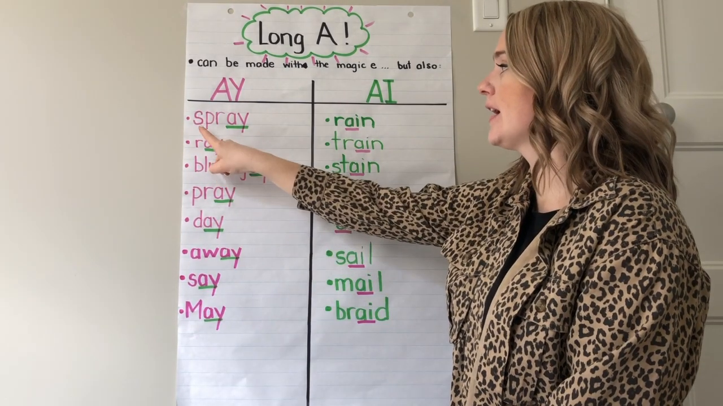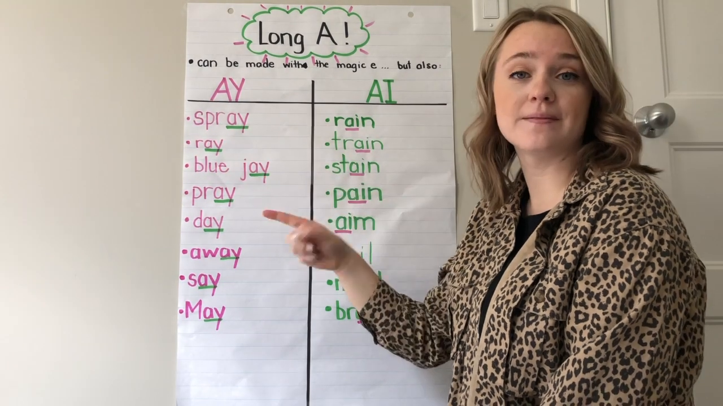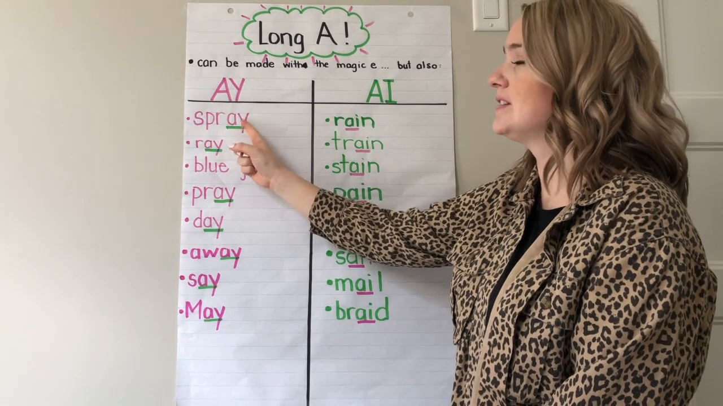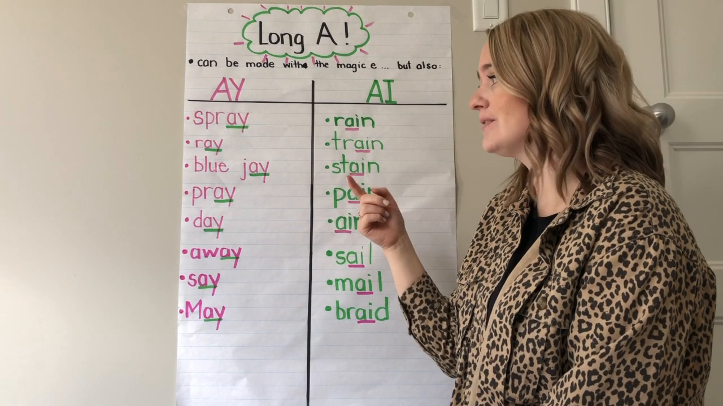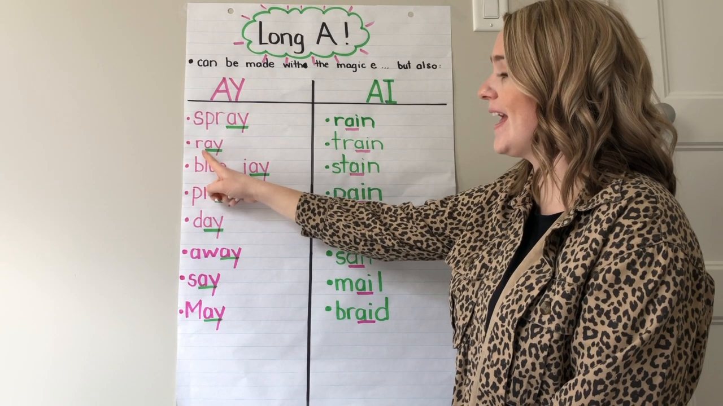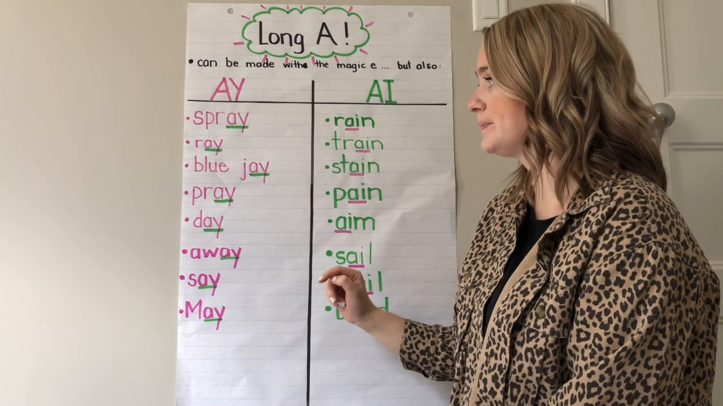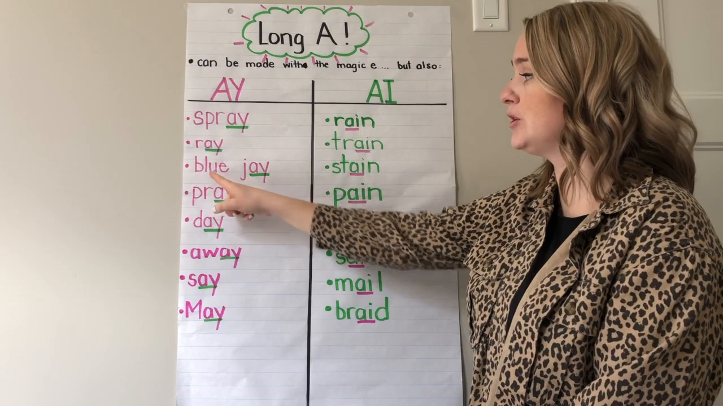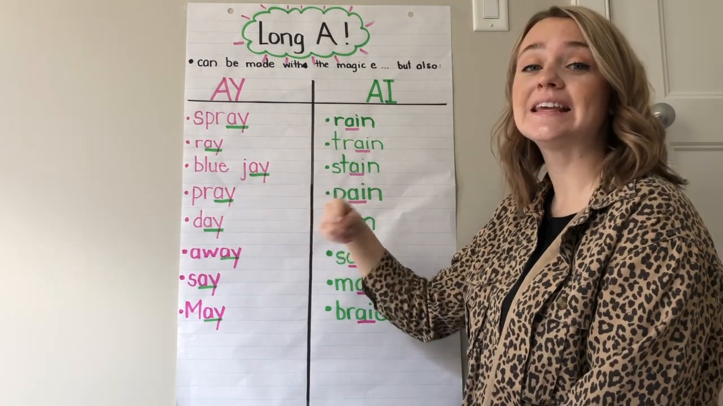So let's look here. My first word here is spray. Spray, like if you were going to spray a water bottle. Spray. Do you hear how it comes at the end of the word? The A sound is at the end of our word. Same with the word ray. R-A. A is at the very end, and we don't pronounce the Y at all. This one is actually two words, but it's a type of bird. It's a blue jay. J-A. The A is at the end of the word.